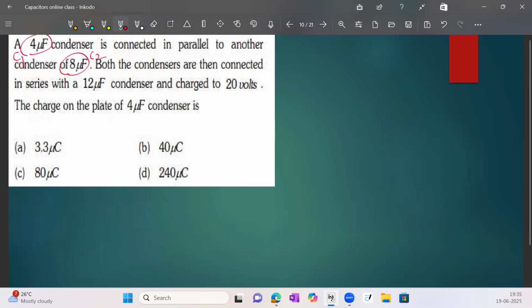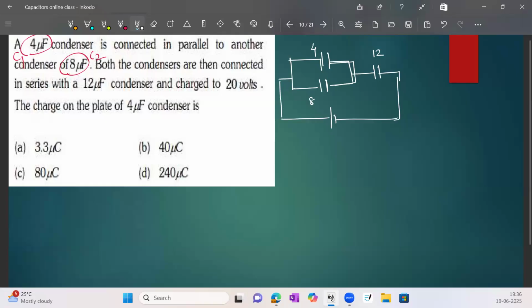So what is the problem, you see here. Just a rough diagram. We have two capacitors, 4 and 8. These two are connected to another capacitor, 12 microfarad. All capacitors are in microfarad, and they gave the voltage 20 volts. Now what they ask is the charge on the plate of the 4 microfarad capacitor.